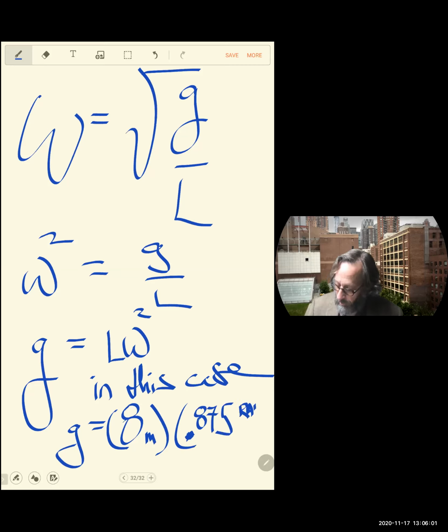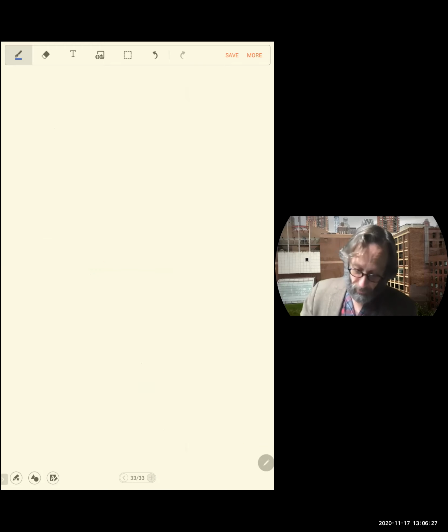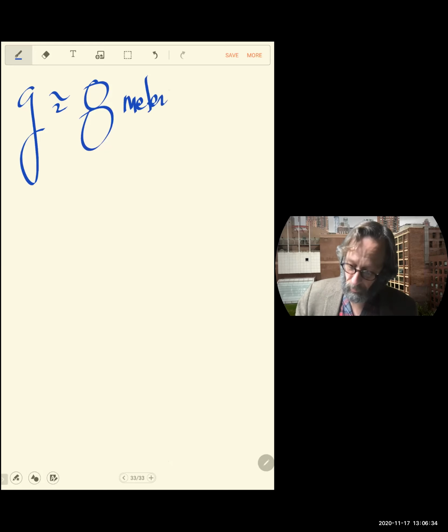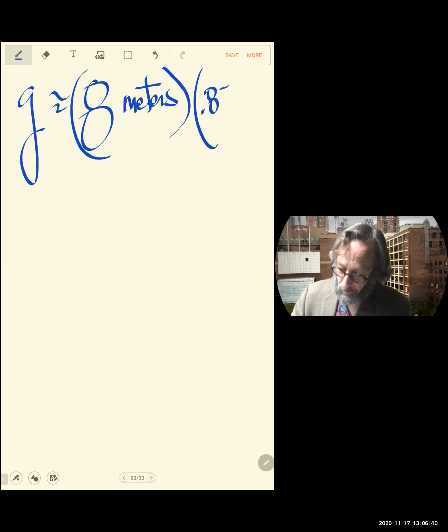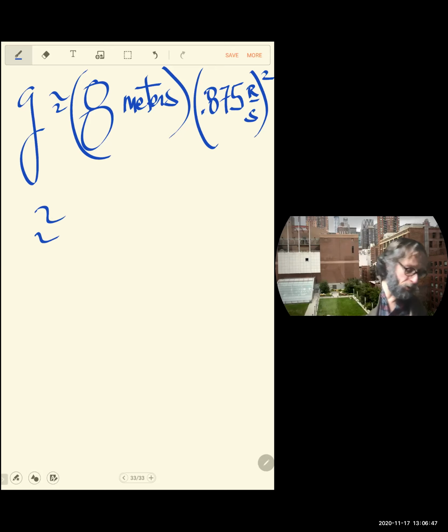And I'll recopy this on the next page. Radians per second, but we're saying, oh no, squared, excuse me, now that's interesting. One of you almost just caught me on that, and it's weird that I caught myself, but that should be squared, right? We're saying G equals L times omega squared. I'm going to recopy this on the next page. So we're saying, okay, G equals 8 meters times 0.875 radians per second squared, right?